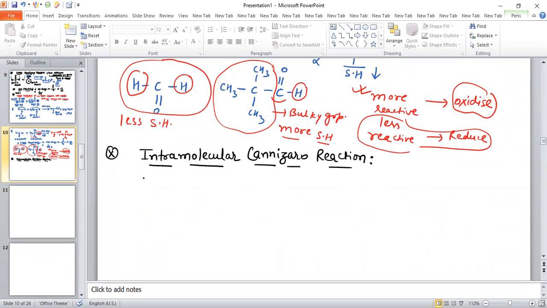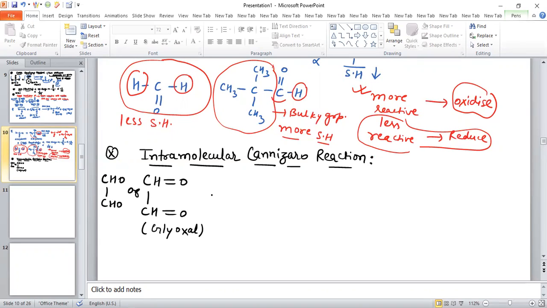Suppose two aldehydes with alpha hydrogen absent are present on the same compound like this. This is CH double bond O and this is also CH double bond O. You can write this compound also in this way, like CHO and CHO. Now see, alpha hydrogen is absent. Two carbonyl groups are there and alpha hydrogen is absent. The name of this compound is basically glyoxal.